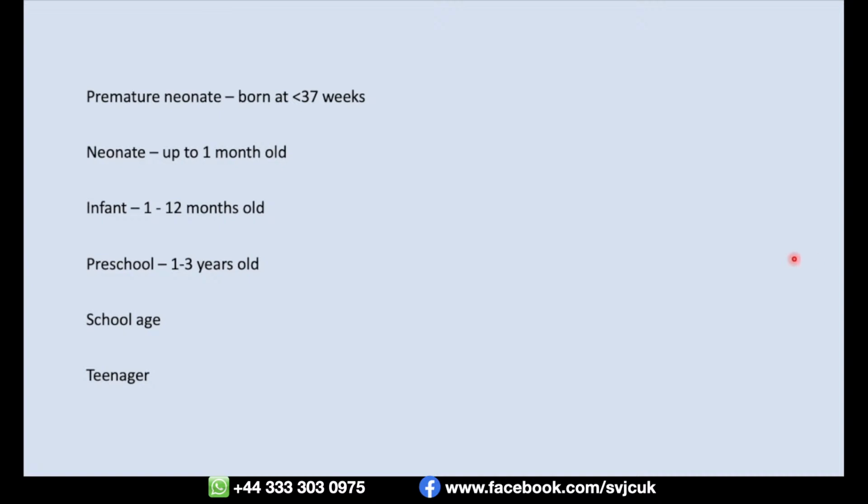Just so we're all clear on definitions, a premature neonate is a baby born at less than 37 weeks gestation. A neonate is a baby that's up to 1 month old. An infant is a baby between 1 and 12 months old. And then preschool, school age, teenager, all a little bit more intuitive.